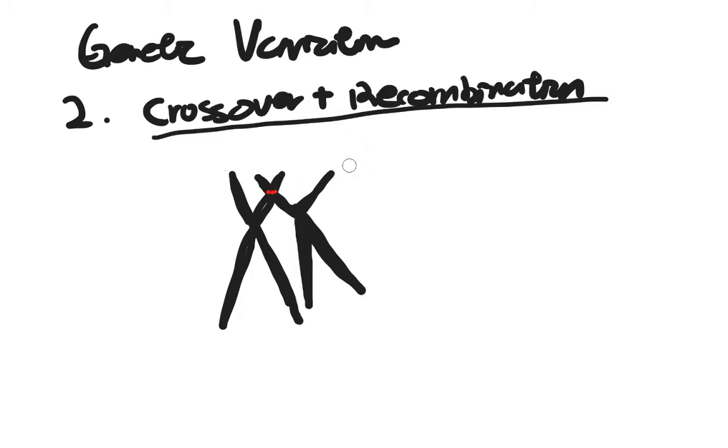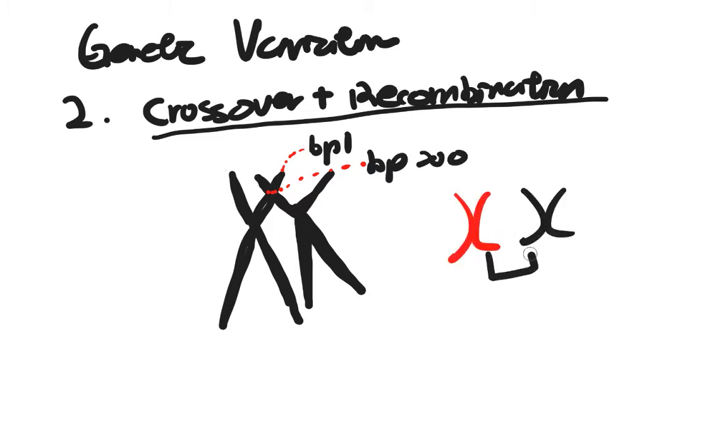For example, if we name the top part as base pair 1, this part is going to be base pair, let's say, 200. So in other words, it has to be the same spot for both chromosomes, and it will occur only between non-sister chromatids. Remember, these two are sister chromatids, but this one and this one are not sister chromatids. Okay, so the point that they're actually touching is called chiasma.